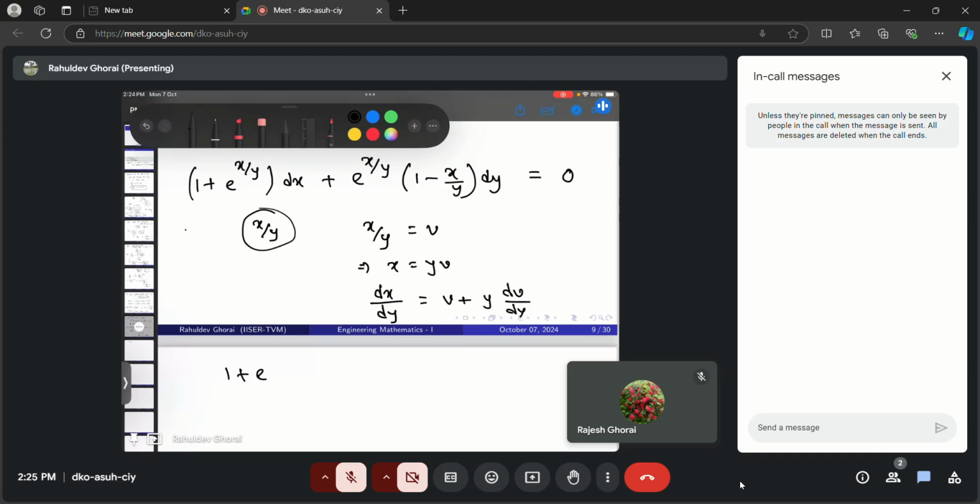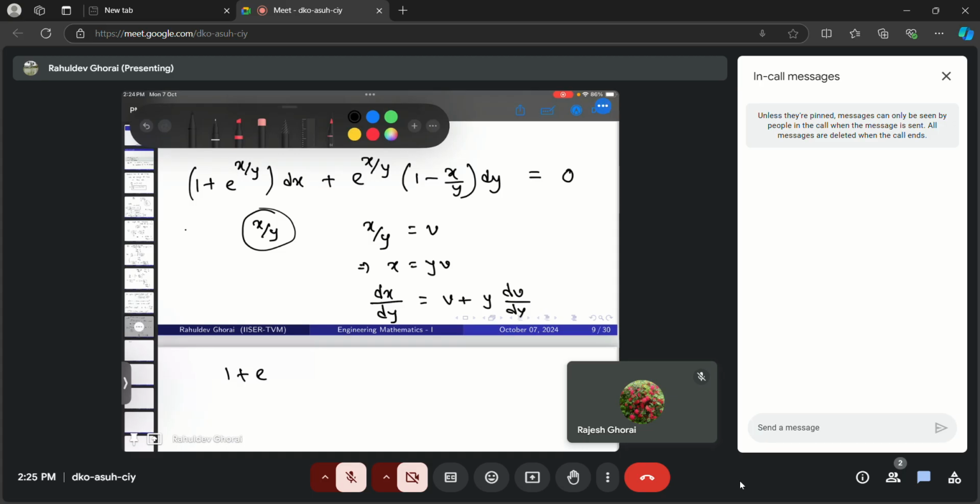Now everything you have to change: you have x equal to y times v, so you have to change to v and y. So (1 plus e to the power v) times (v plus y times dv/dy) plus e to the power v (1 minus v) is equal to 0.